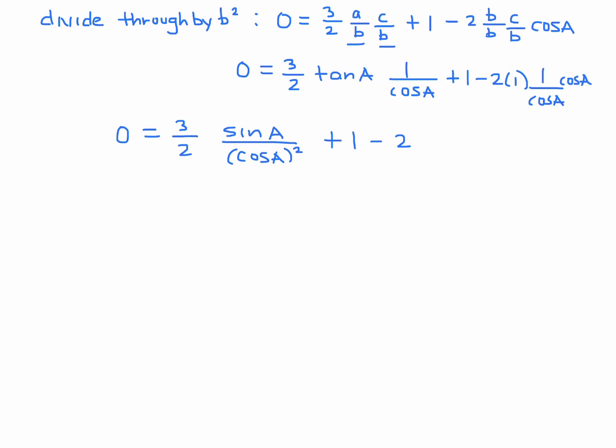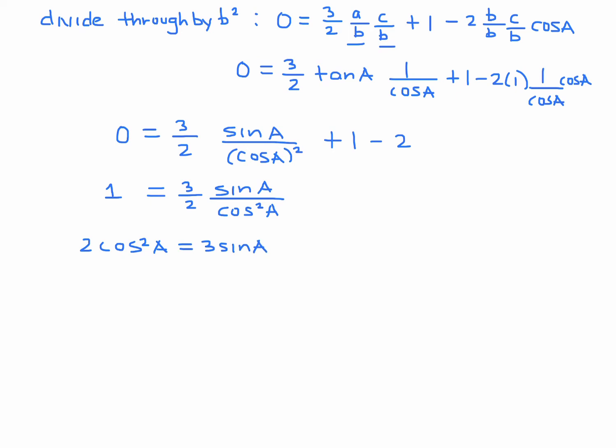And if you were to simplify this, this becomes 3 over 2 sine of A cos squared A. And 1 minus 2 is negative 1, but if I put it on the other side, it just becomes 1 like that. If I cross multiply, I get 2 cos squared A is equal to 3 sine of A.